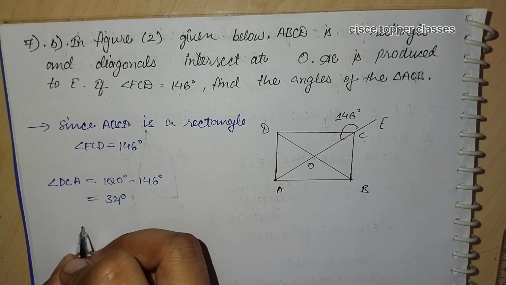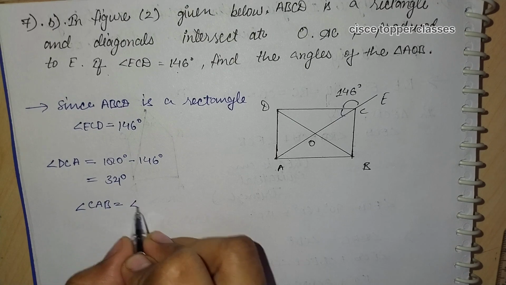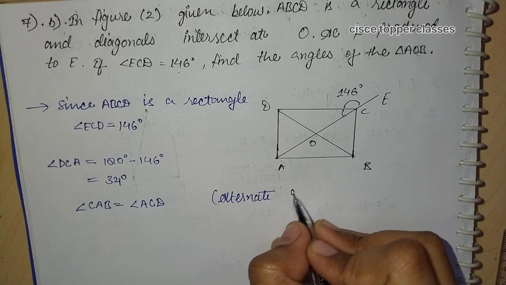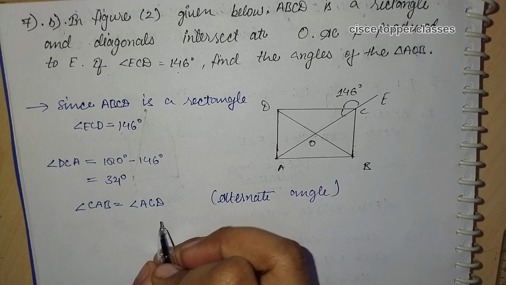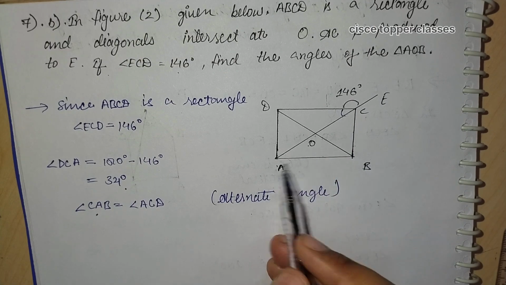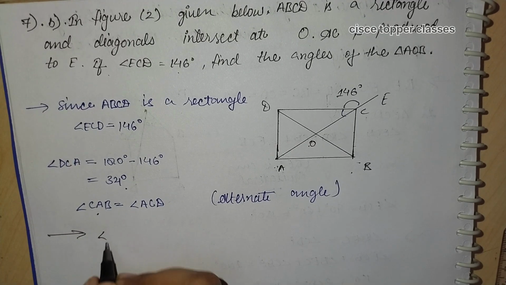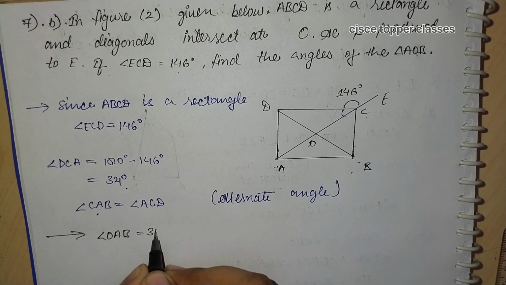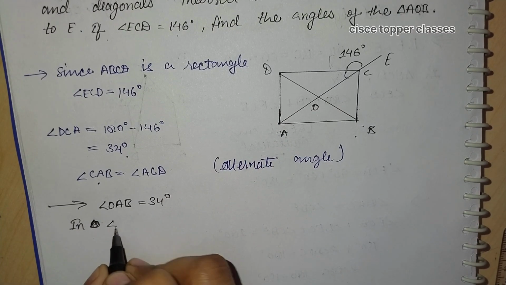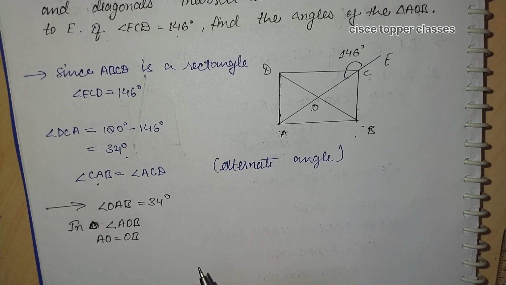And from this we can write that angle CAB is equal to angle ACD because they are alternate angles here. So angle CAB is equal to 34 degrees. CAB is equal to 34 degrees, meaning OAB is also 34 degrees. From here we can write angle OAB is equal to 34 degrees. Now in triangle AOB, AO is equal to OB. In a rectangle, diagonals are equal and bisect each other.